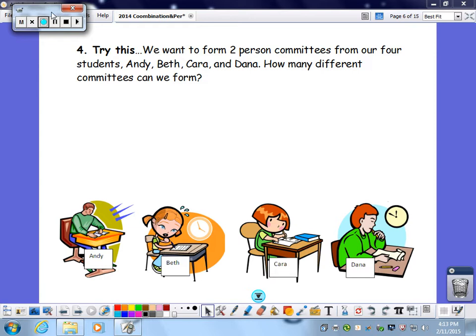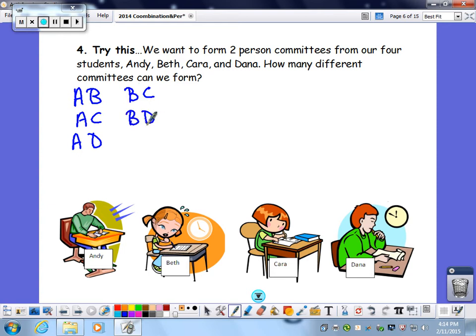And let's list them. Alright, well we can have Andy and Beth. We can have Andy and Kara. And we can have Andy and Dana. Alright, let's start with Beth. We can have Beth and Kara. We can have Beth and Dana. And, alright, how about Beth and Andy? Beth and Andy, we already have Andy and Beth. That's the same group of 2 people. So we don't want to count them twice. So order here doesn't matter. So whether we pick Andy Beth or Beth Andy, we still have our same committee of 2 people.